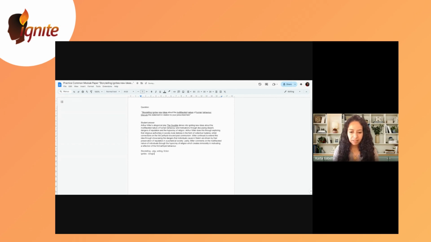Ignites, like brings about. Then we've got new, so like different ideas, notions, maybe values could be in there, like themes. Then we've got multifaceted. All right, so multifaceted is going to be like multidimensional, like it has different sides.